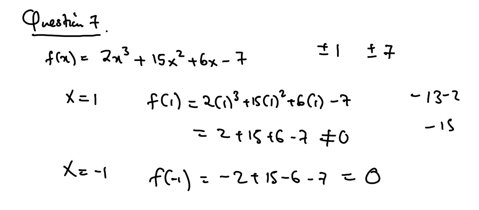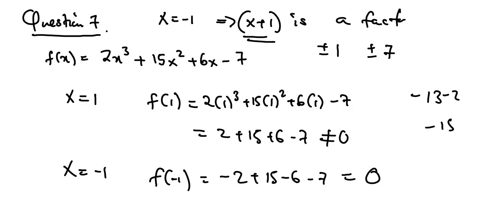So already we have established the fact that x is equal to negative 1 gives us 0, meaning that x plus 1 is a factor. We take the negative 1 on the other side, so we are creating this. That's why we're saying this is a factor. So you always have to find the first factor. It will help you to reduce the whole expression.